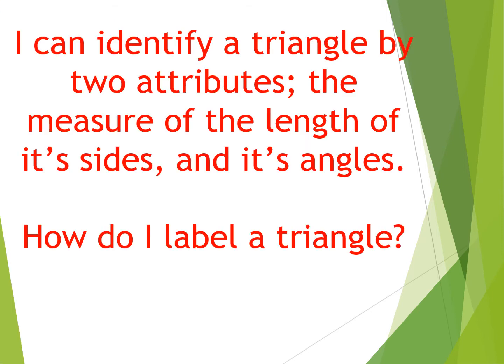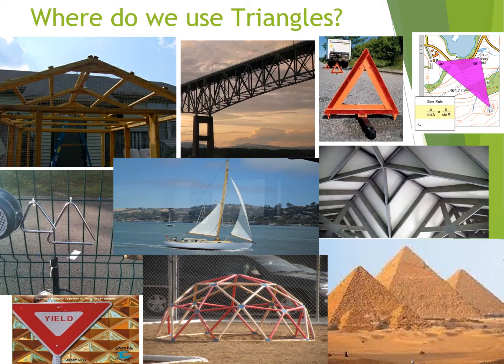So triangles. Today's objective: I can identify a triangle by two attributes, the measure of the length of its sides and its angles. And the question I'm going to ask myself today is, how do I label a triangle? So there's two ways to label a triangle.